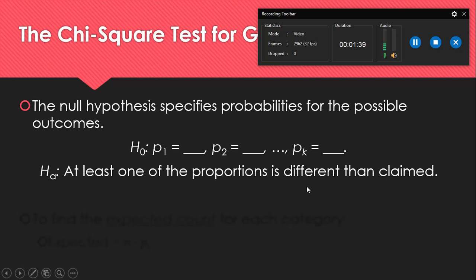The alternative hypothesis says that at least one of the proportions that you've listed is different than claimed. We're not trying to disprove all of them, just that one is different.